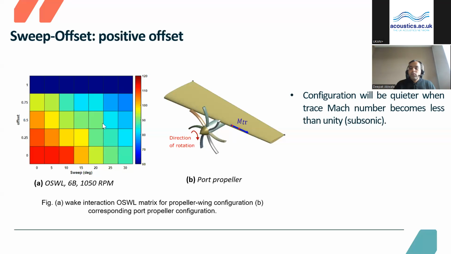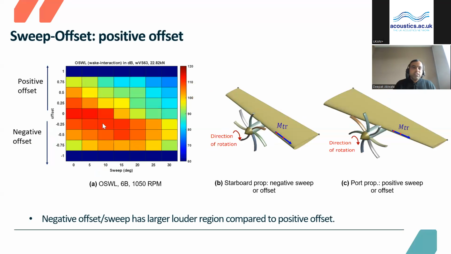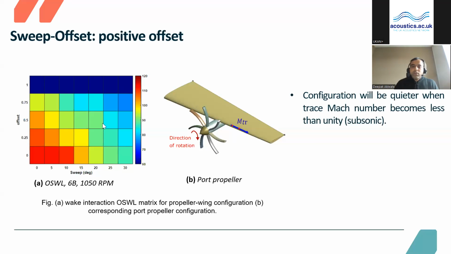So we again try to look at the rotation effects of the propeller. So let's see, we saw a port side propeller over here where the rotor is rotating in a clockwise direction. When you see it from the front, it's rotating in a clockwise direction.